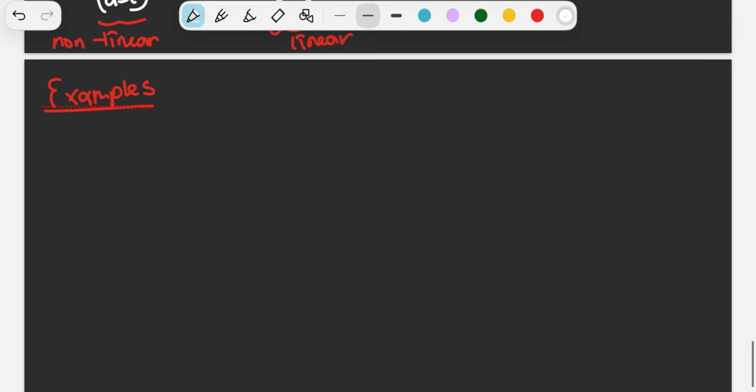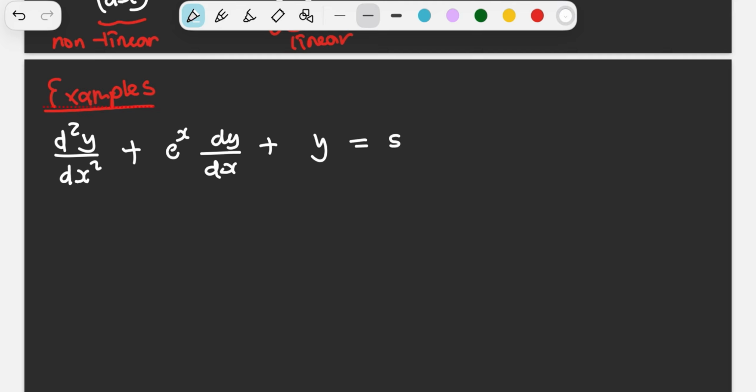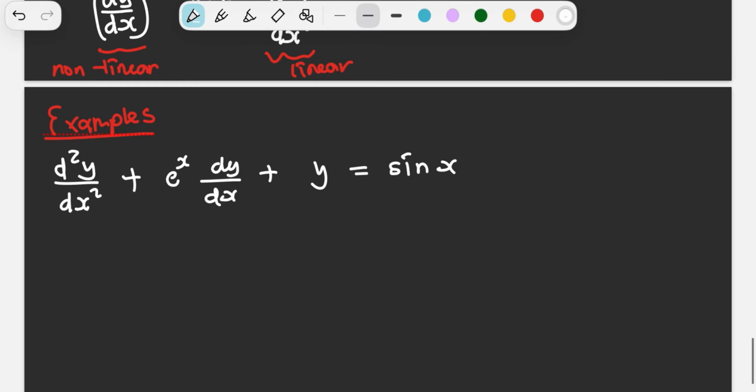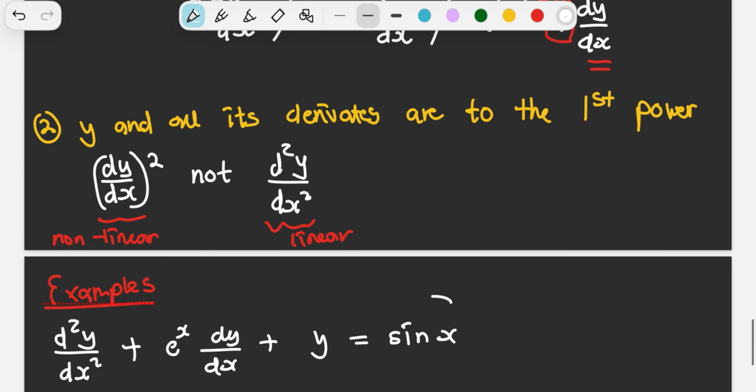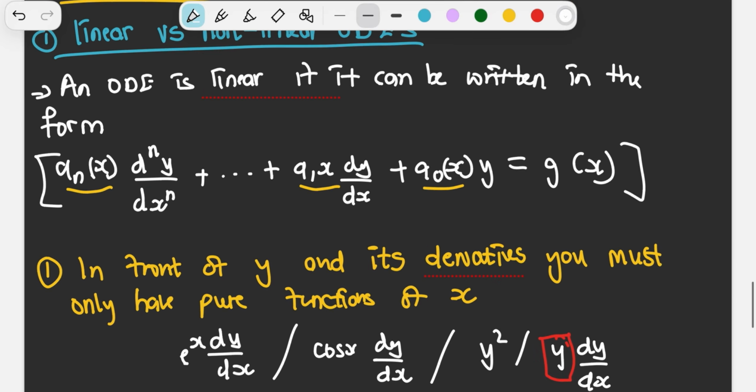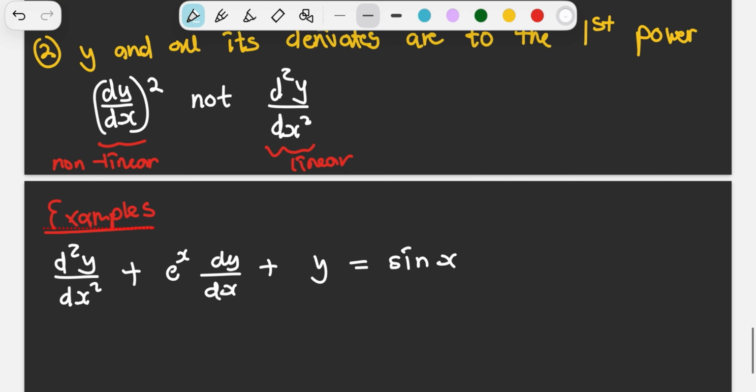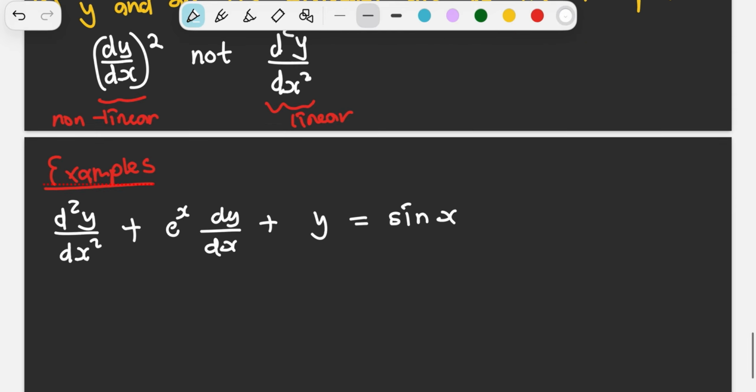The first example: d²y/dx² plus e^x dy/dx plus y is equal to sine x. So sine x in this case is g of x, which I said here is g of x, just a function of x. It shouldn't be a function of y. For example, if it's like y squared, that's not going to work. Or it can be 6 or any number.